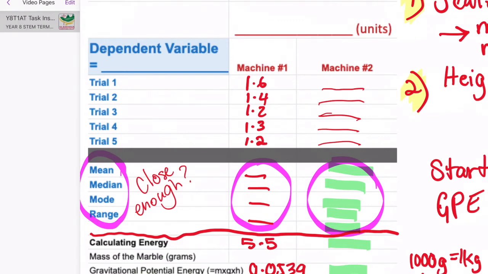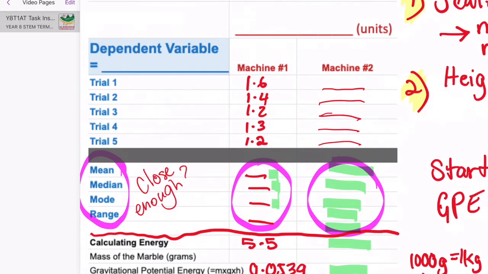So if you don't know what to do here, I want you to watch them again. But essentially we're not comparing between the two machines. That's not what we're looking at here at all. We're comparing between these numbers here. Is your mean close to your median? I might do that in a different color. Is your mean close to your median, and is that close to your mode?